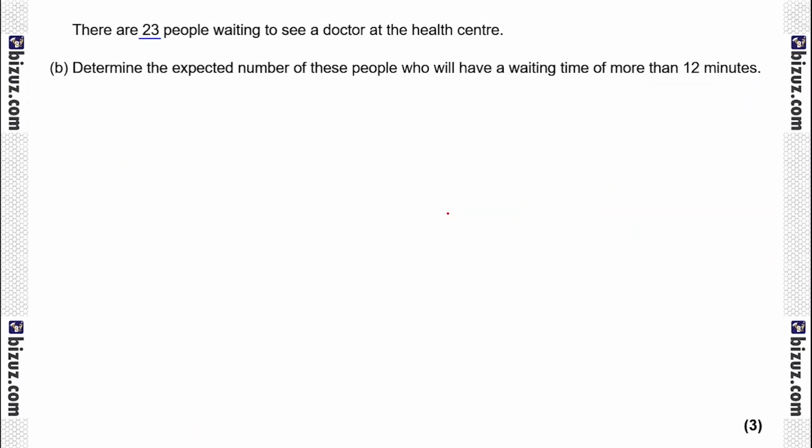All right, so moving on, there are 23 people waiting to see a doctor at the healthcare. Determine the expected number of these people who will have a waiting time of more than 12 minutes. So L was our waiting time. More than 12 minutes basically means L being greater than 12. So we need the expected number of these people for whom L is greater than 12. Now, first we need to find the probability of L being greater than 12, and this is the plan.